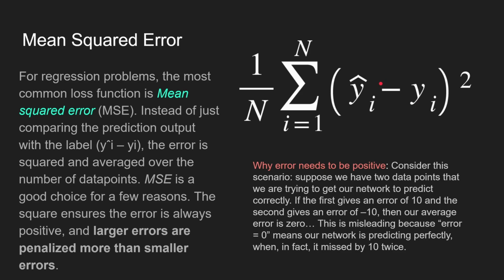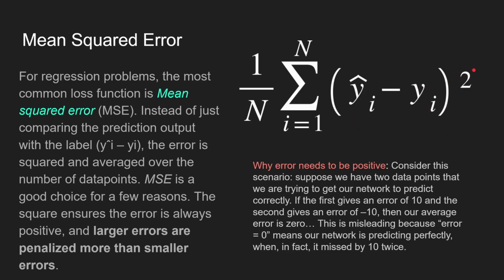And you might be wondering, why are we squaring the difference between the predicted value and the actual value? Well, consider this scenario, right? We have two data points that we're trying to get our neural network to predict correctly. If the first value gives an error of 10 and the second gives an error of -10, then our average is 0, which is very bad because an error of 0 means our model is predicting perfectly, without any errors, right? So it's actually bad if we allow negative errors. We need our errors to be positive, and one solution here is to use the square.